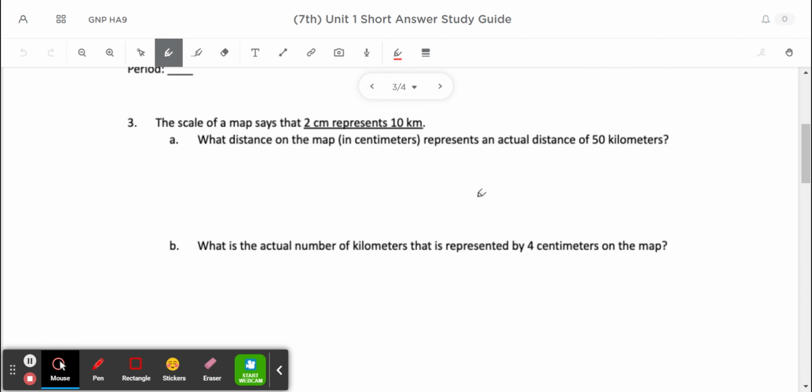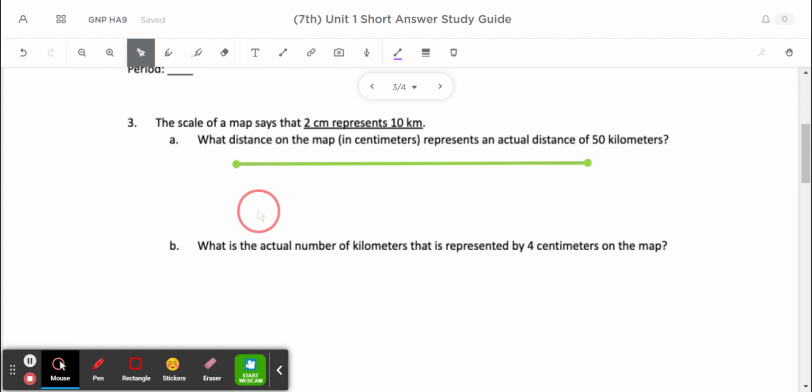All right, so question 3 says, the scale of a map says that 2 centimeters represents 10 kilometers. What distance on a map in centimeters represents an actual distance of 50 kilometers? All I'm going to say for this one, because we've practiced it quite a few times, is that I really want to strongly recommend that you draw a double number line.